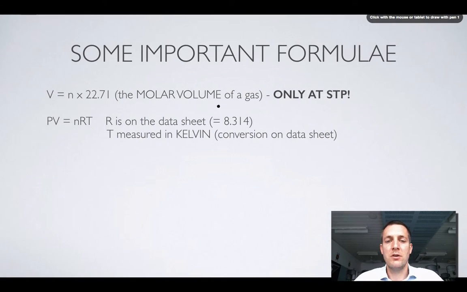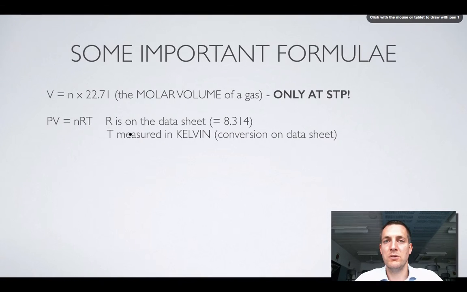Okay, so that's the first formula. That's, I suppose, the simpler one, because we have a bit of a shortcut because we know what the conditions are and they're these particular fixed conditions. If we're not doing things at STP, then we need to use this formula, PV equals nRT. Now what do the symbols stand for here? Well, P is still pressure, V is still volume, little n is still the number of moles, R is something called the gas constant, and you find it on the data sheet, so there's no need to remember it, but its value is 8.314. And T is a temperature in Kelvin.